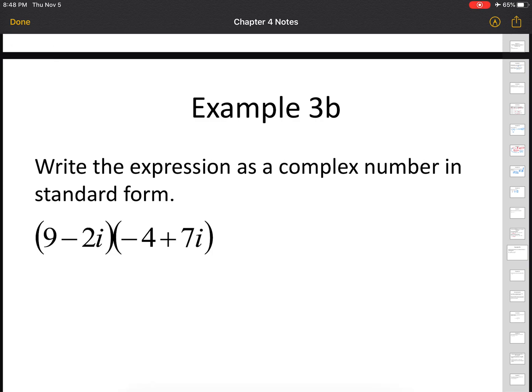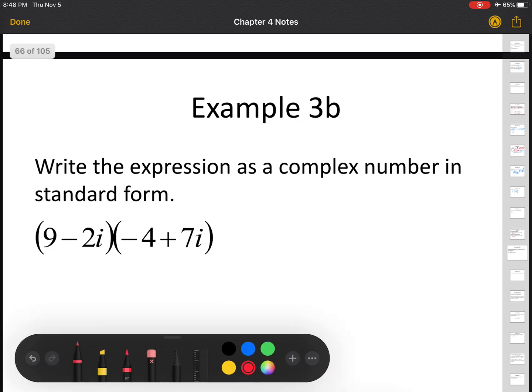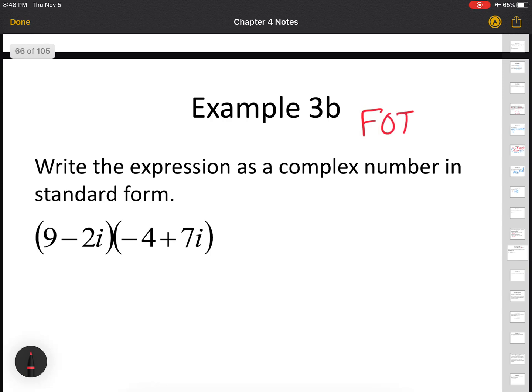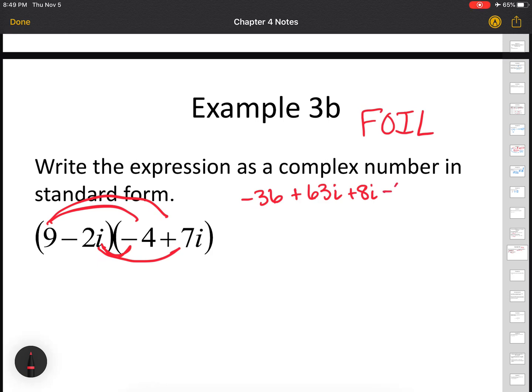Then, if I want to multiply two complex numbers together, I am going to use FOIL. If you remember what FOIL is from a few sections ago, it stands for first, outer, inside, and last. So I'm going to multiply my first together, and that makes negative 36. And then my outside stuff. So 9 times 7 is 63i. Then I do my insides. Well, negative 2 times negative 4 is positive 8i. And negative 2 times 7 is negative 14.